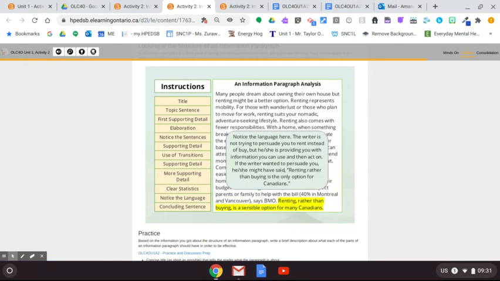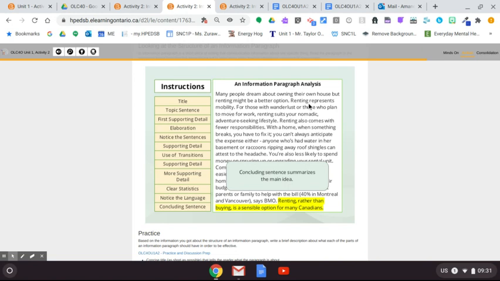And then let's have a look at notice the language here. The writer's not trying to persuade you to rent instead of buy, but he's providing you with information you can then act on. If he was trying to persuade you, he might say something like renting rather than buying is the only option for Canadians. So renting rather than buying is a sensible option for many Canadians, right? So the final paragraph, the concluding sentence, has returned to the main idea, which is that renting for some people might be a better option.